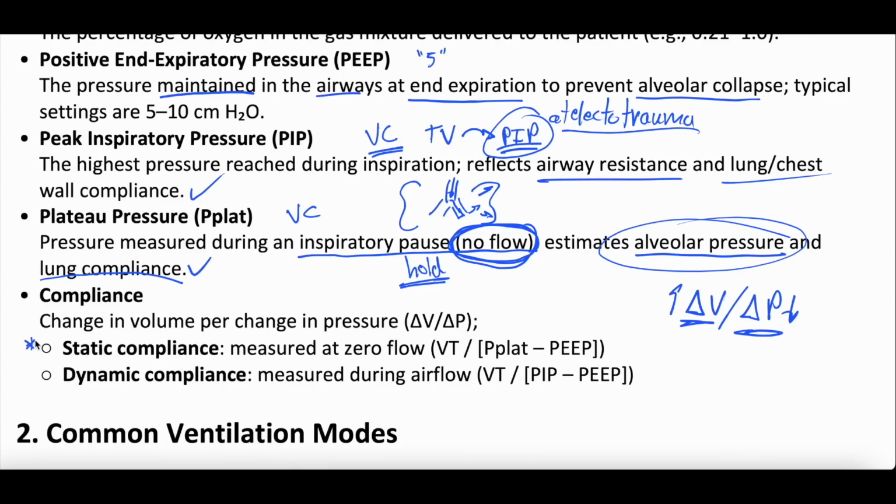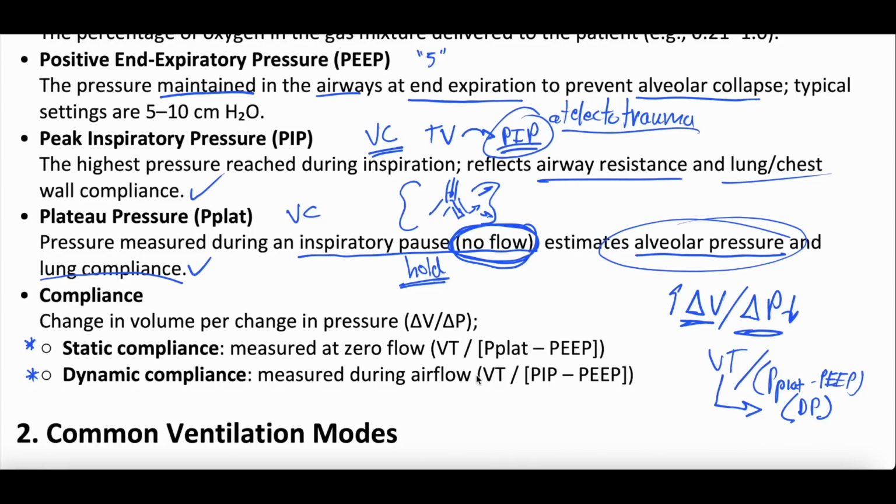There are two different types of compliance talked about. There's static compliance and dynamic compliance. Static compliance is measured at zero flow. Okay, zero flow. And the static compliance is essentially the tidal volume divided by the plateau pressure minus the PEEP. And if you've watched all of our lectures, and this is an advanced topic, if this is above the level, just ignore this. We'll get back into the bread and butter. But the plateau pressure minus the PEEP is this thing called the driving pressure, which we've talked about before. So tidal volume divided by that is static compliance.